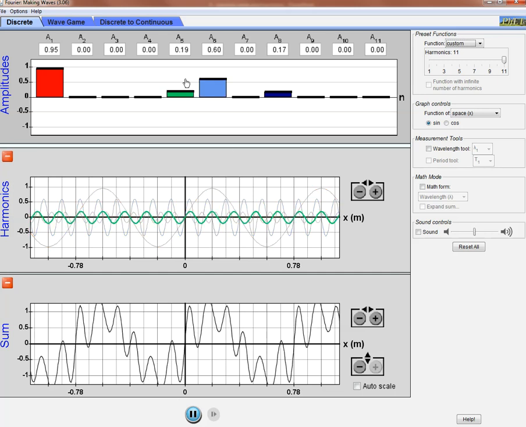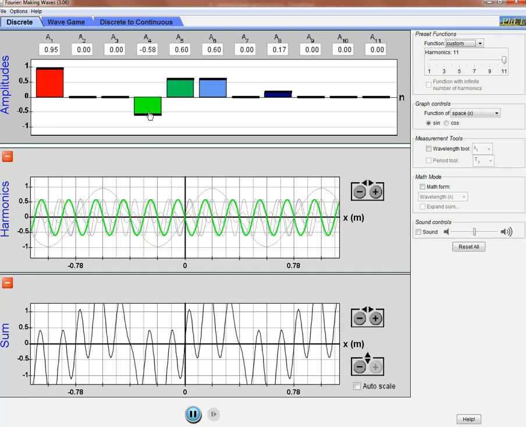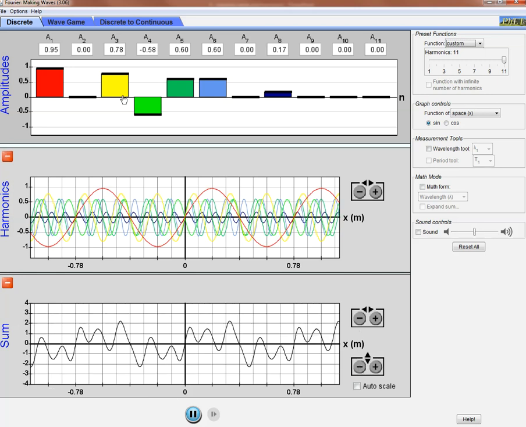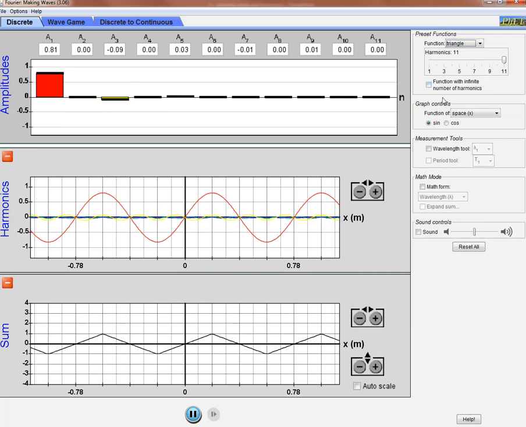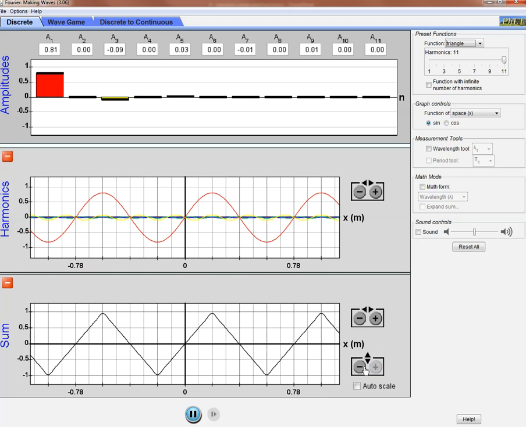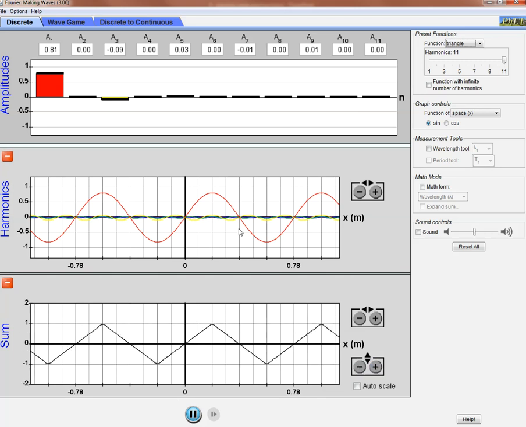So in other words, I can pick these with either negative or positive amplitudes, and I can make all kinds of unusual looking waveforms by doing this. In fact, if I pick something like a triangle wave, it's called a triangle because you can actually see here that it looks like a triangle going up and down and up and down.